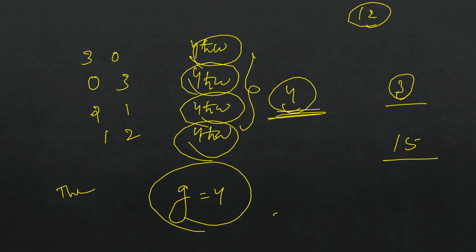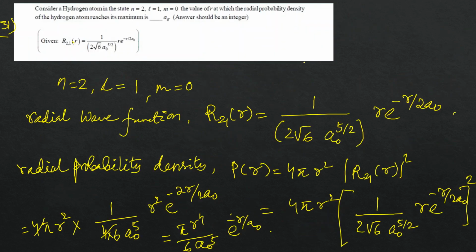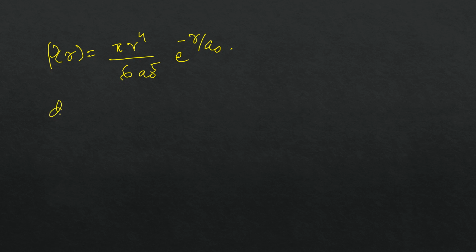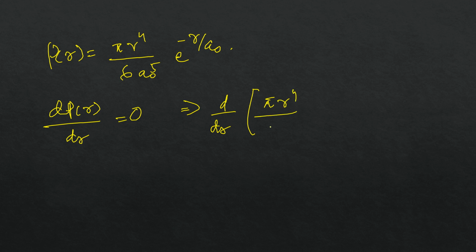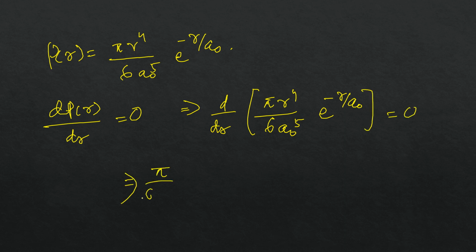The question is the value of r at which the probability density of the hydrogen atom reaches its maximum. So for attaining the maximum value, we have to take the derivative equal to 0. So d by dr of pi r to the fourth by 6 a naught to the power 5, e to the power minus r by a naught, is equal to 0. So the constants will come out.